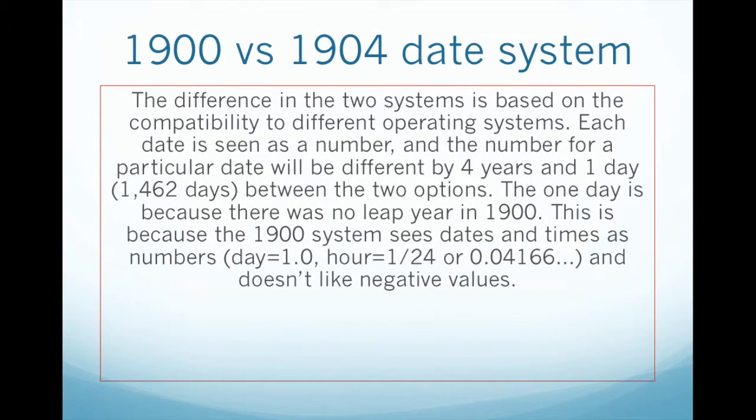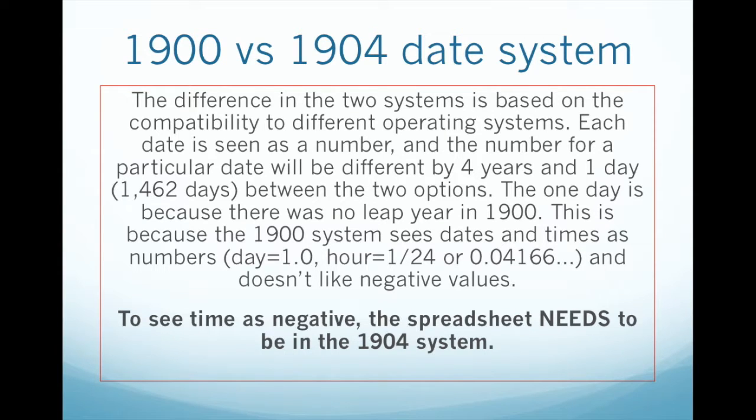The difference between the two systems is based on the compatibility to different operating systems. Each date is seen as a number, and the number for a particular date will be different by 4 years and 1 day between the two options. The 1 day is because there is no leap year in 1900. This is because the 1900 system sees dates and times as numbers, where a day equals a full 1.0, an hour is 1/24th of a day, or 0.04166, etc., and doesn't like negative values. To see time as negative, the spreadsheet needs to be in the 1904 system.